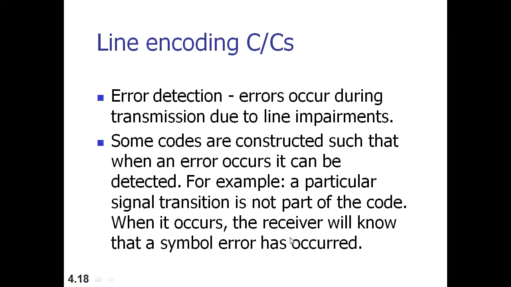When it occurs, the receiver will know that a symbol error has occurred. Please concentrate on this particular statement. Some codecs are constructed such that when an error occurs, it can be detected. For example, a particular signal transition is not part of the code. When it occurs, the receiver will know that a symbol error has occurred. This particular transition we will see in the next example.